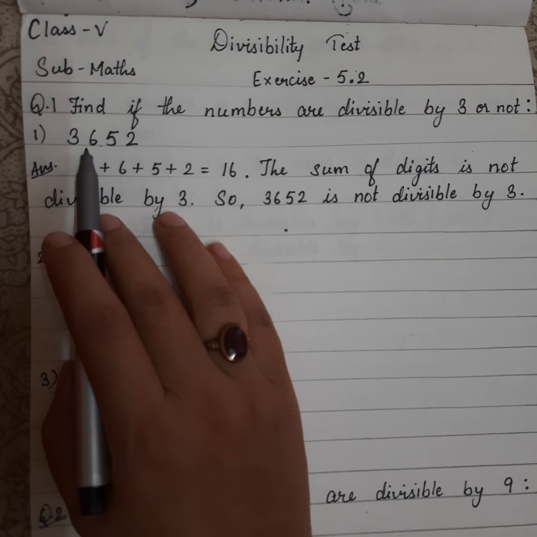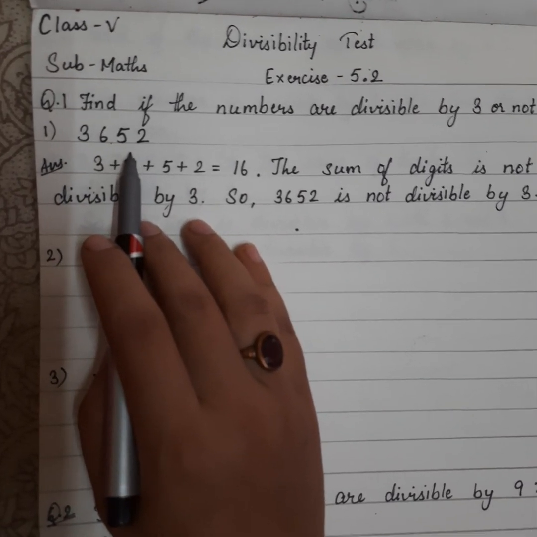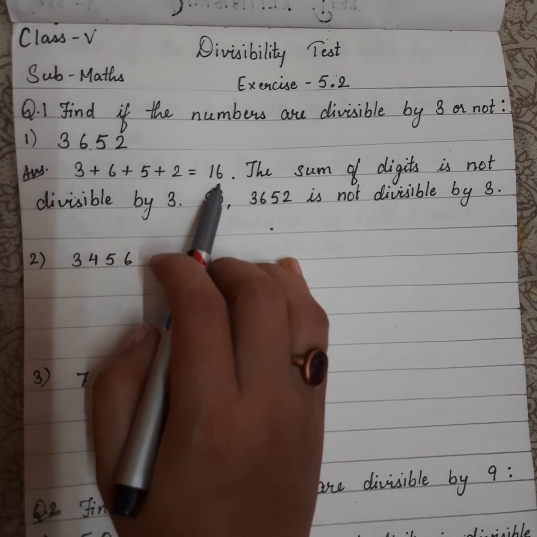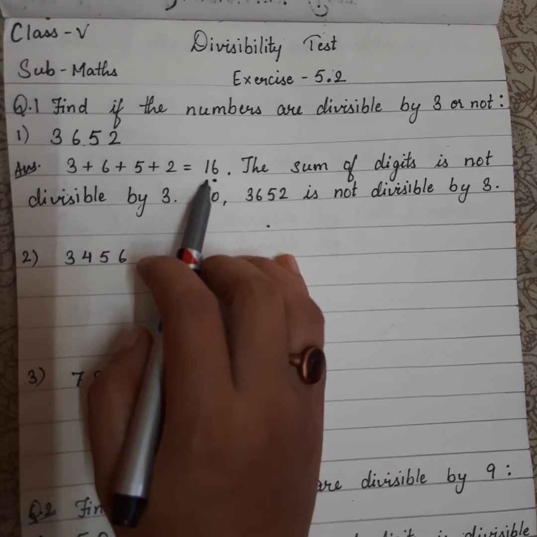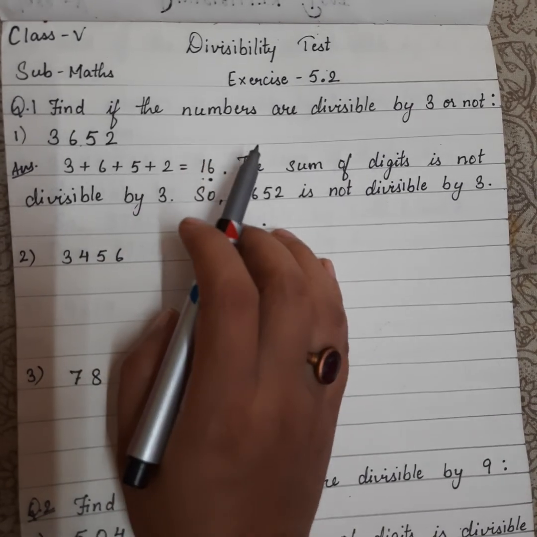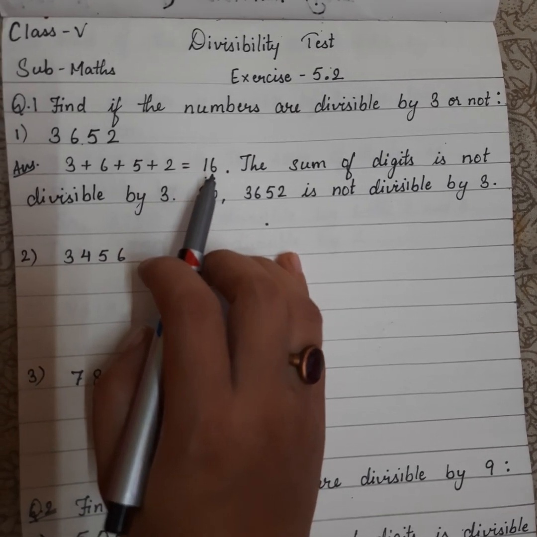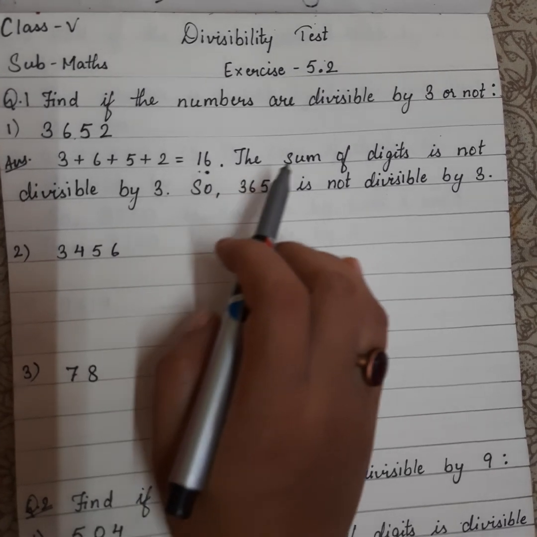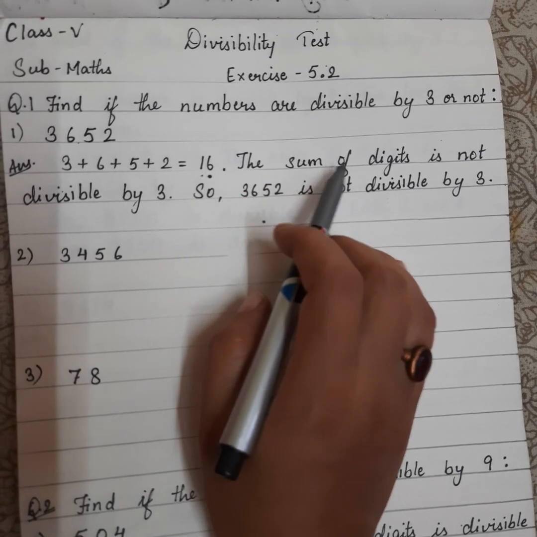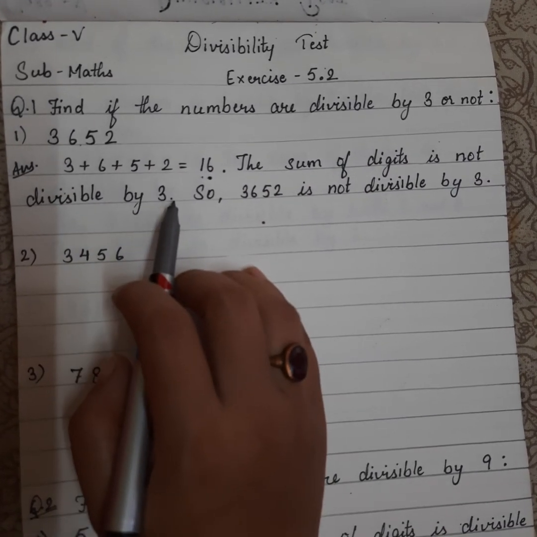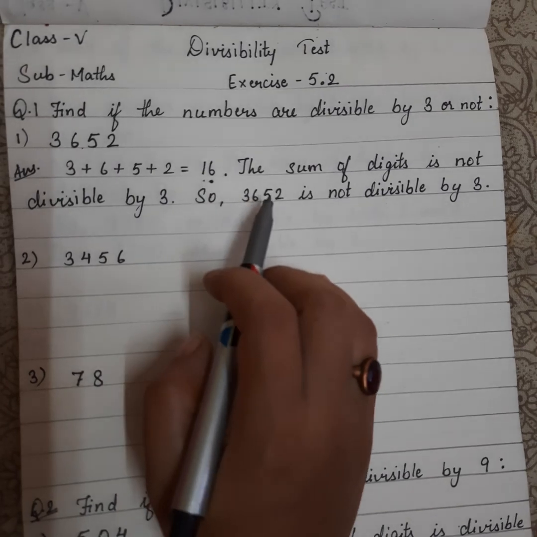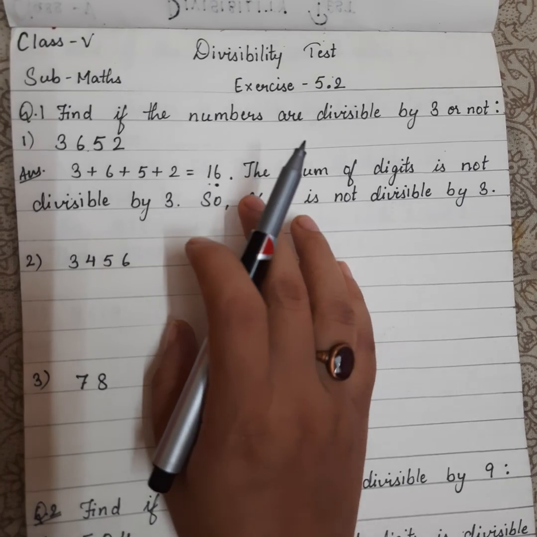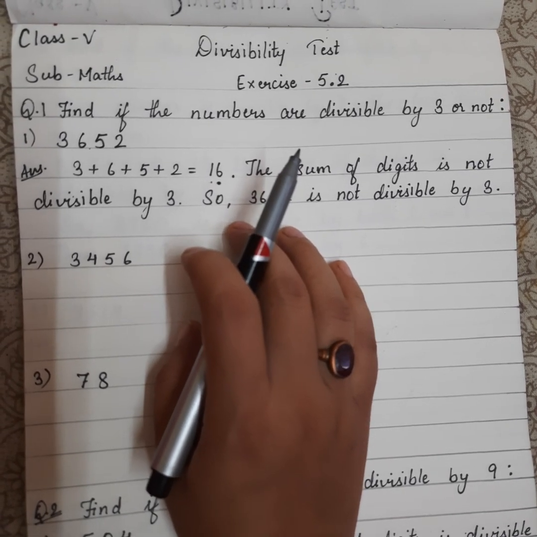First one is 3652. So as you can see, on adding all these digits, we are getting 16. It is 16, which is not 3, and if we read the table of 3, this 16 also does not come under it. So the sum of digits is not divisible by 3, so this number is not divisible by 3. This statement you have to write.